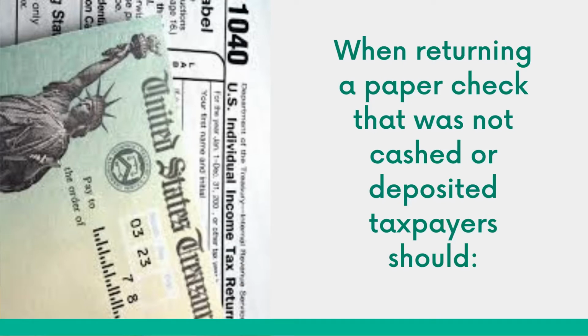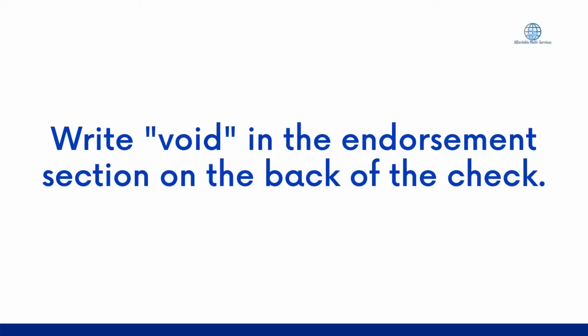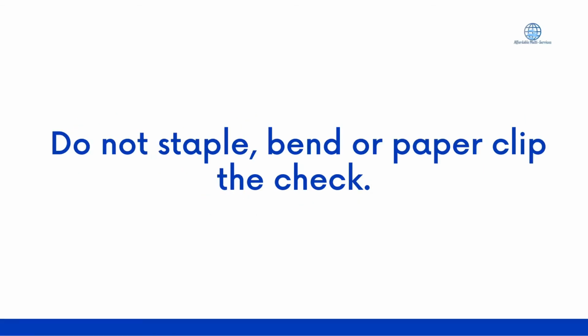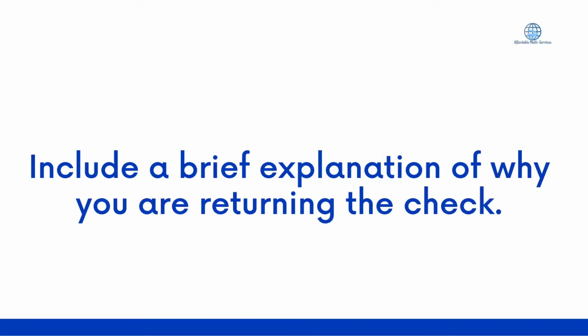When you're returning a check that was not cashed or deposited, you should write void in the endorsement section on the back of the check. And you will mail the voided Treasury check immediately to the appropriate IRS address. Do not staple, bend, or paperclip the check. You will include a brief explanation of why you are returning the check.